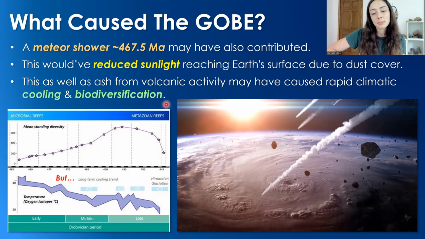However, I've seen papers that more so reject this hypothesis. Also, if we look at the cooling trend, it's not rapid, which is what would be caused by an impact. It's more of a gradual cooling trend over the entire Ordovician period. So it's unlikely that it would have been caused by a meteor shower, unless it was a drawn out meteor shower type thing. So I don't know. It's just a possibility or a potential contribution.